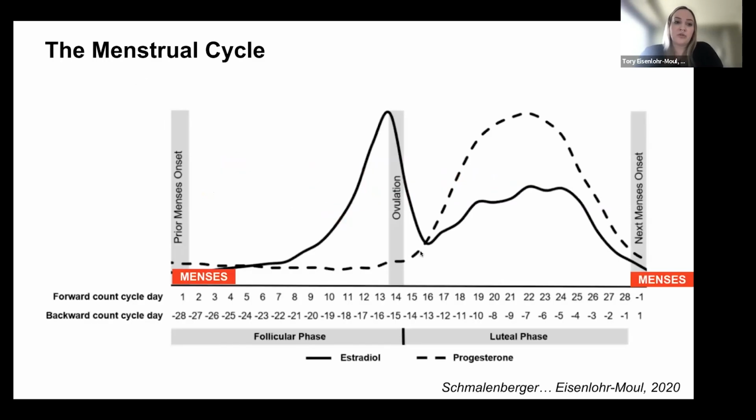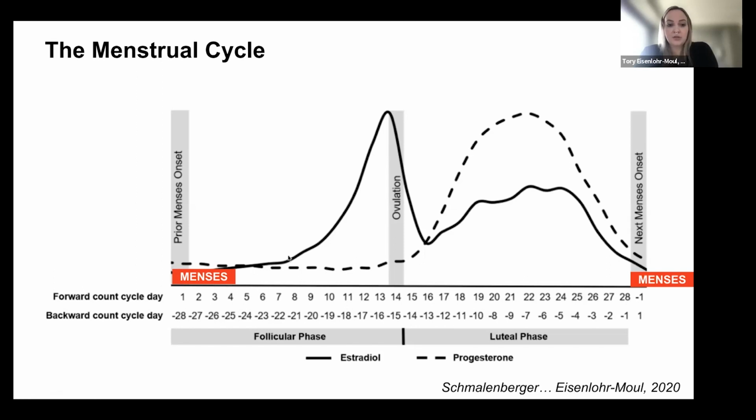So what is premenstrual dysphoric disorder? It's unique among disorders in that it is defined mostly by its timing. So it's defined relative to normal ovulation. So this is the normal menstrual cycle. You can see there's 28 days counting forward in this line here.